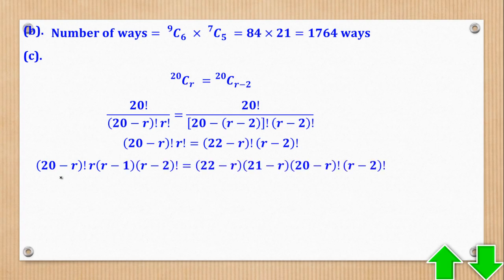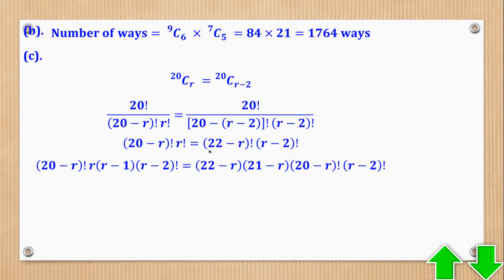So I'm going to expand this side. 20 minus R is here times R factorial. So R factorial can now be expanded to become R times R minus 1 times R minus 2 factorial. We stop at R minus 2 because we also have an R minus 2 here.